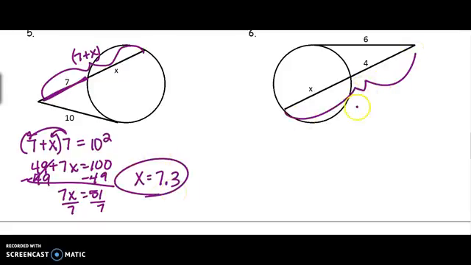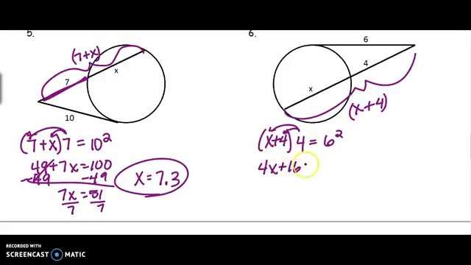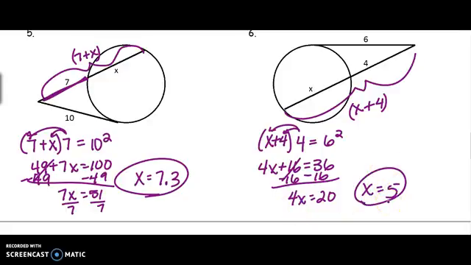In problem number 6, our whole is x plus 4, because remember you add the pieces, times the outside piece of 4. That's equal to your tangent squared. So again, you distribute, you have 4x plus 16 is equal to 36. When you subtract 16 from both sides, you have 4x is equal to 20, and x is equal to 5. So that is each of the 3 equations that we talked about on the first page.